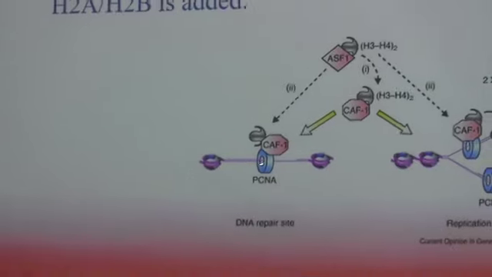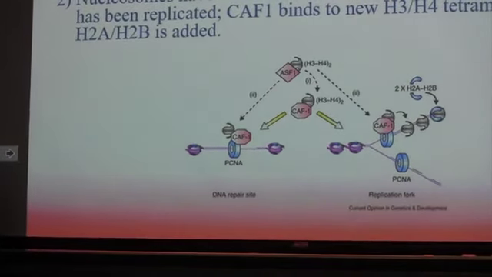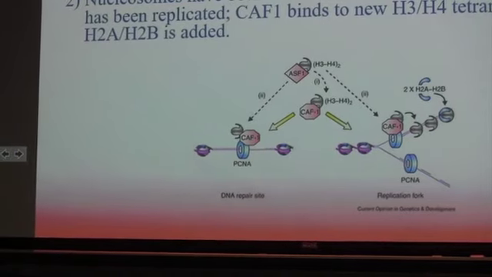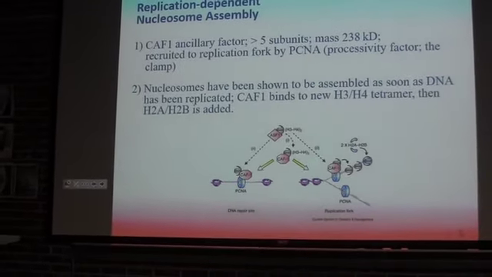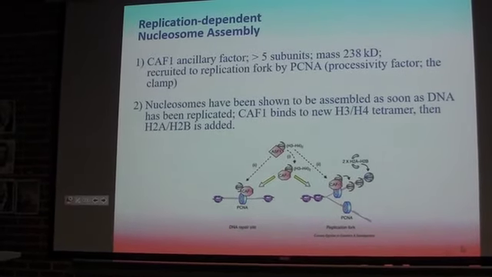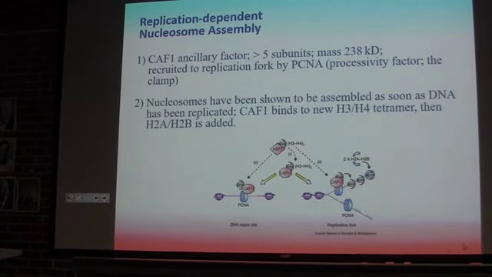It's attached to the tail end, the back end of the polymerase, through the clamp. Okay, CAF1 is responsible for putting together the H3, H4, and I am not sure whether it actually does H2A, 2B or not. Often you'll have multiple chaperones, but at a minimum, it handles histones 3 and 4.